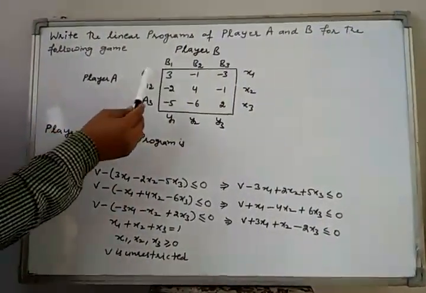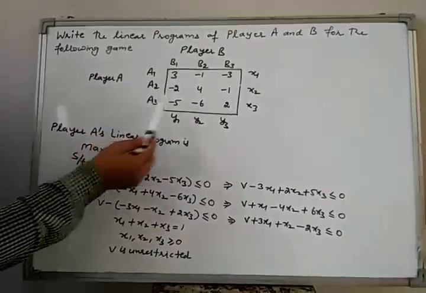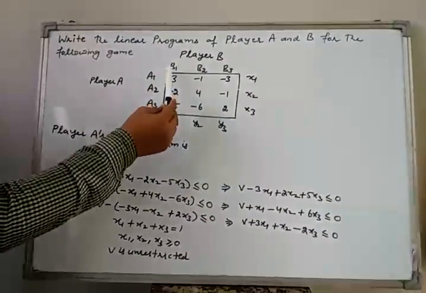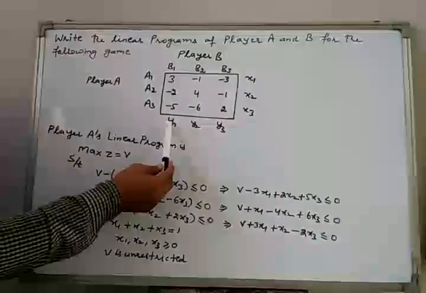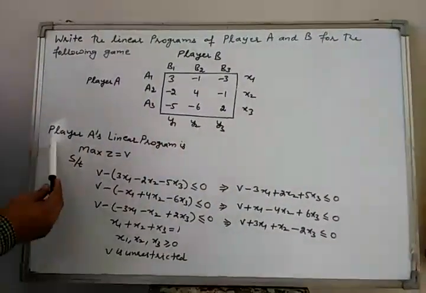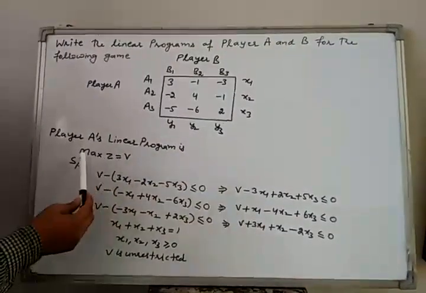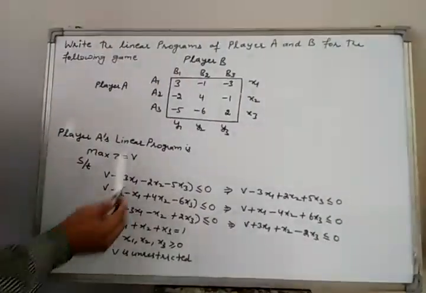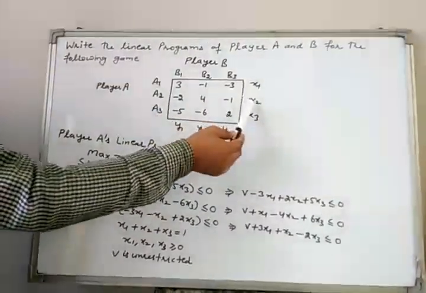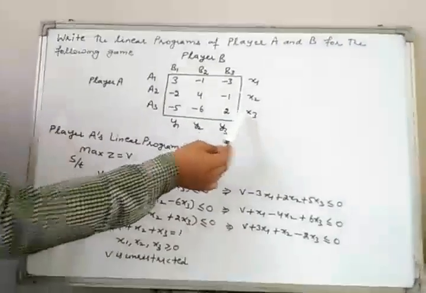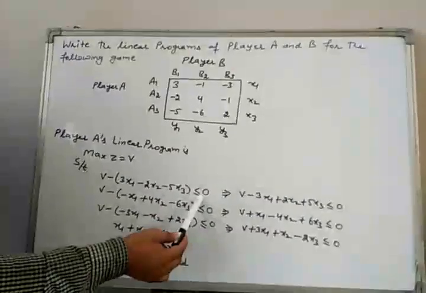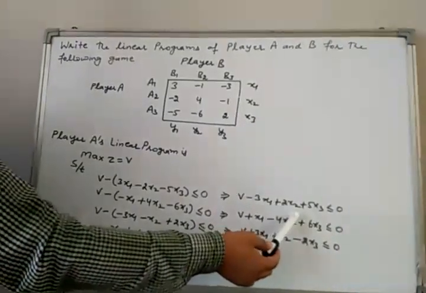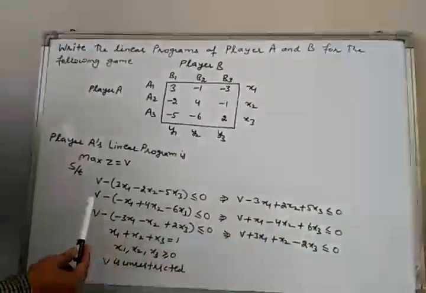Say player A mixes strategies A1, A2, A3 with the probabilities x1, x2, x3, and player B mixes strategies with the probabilities y1, y2, y3. Then player A's linear program is maximize z equal to v, subject to v minus 3x1 minus 2x2 minus 5x3 less than or equal to 0. On solving this, we get v minus 3x1 plus 2x2 plus 5x3 less than or equal to 0.